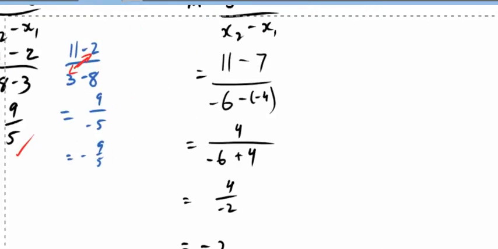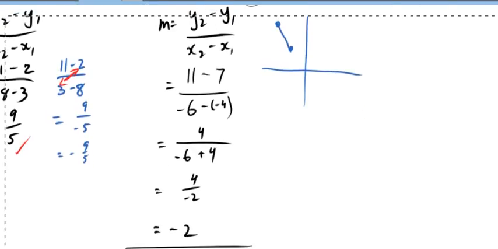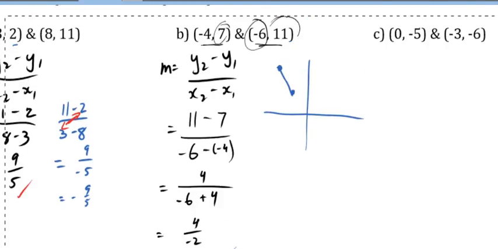Any questions? Okay, quick visualization of this one. Let's see. So I go negative 4 up 7 and then negative 6 up 11. And it sure looks like that's going to be a negative slope. And it did work out that way, right? It was a negative slope. And again, I can think about the numbers and sort of counting the rise and the run, but we already did the math, so we're good. We got that okay? Okay, one more example.